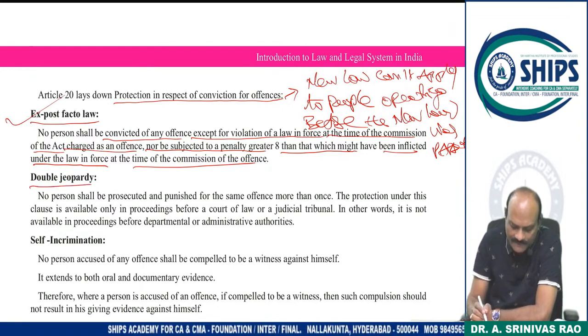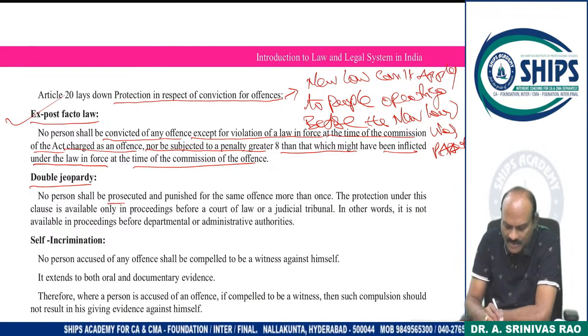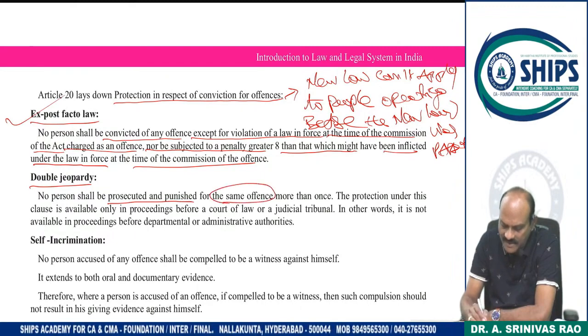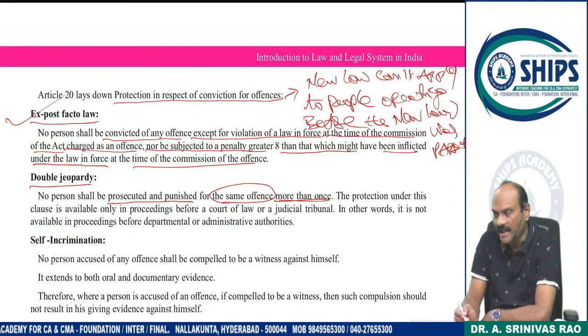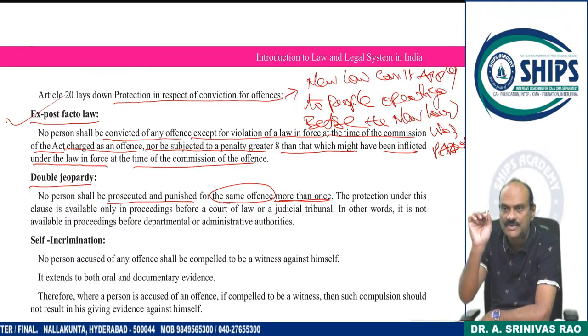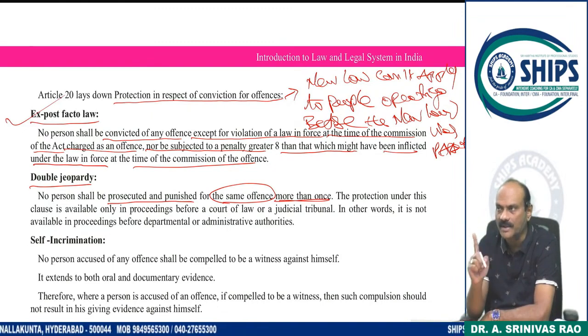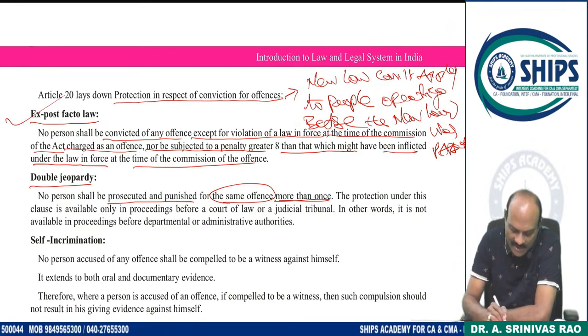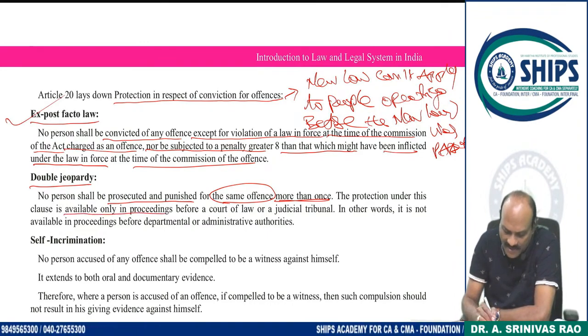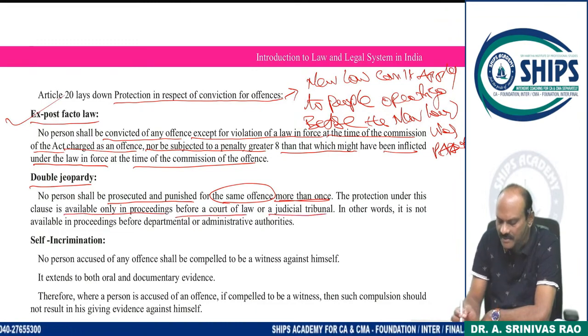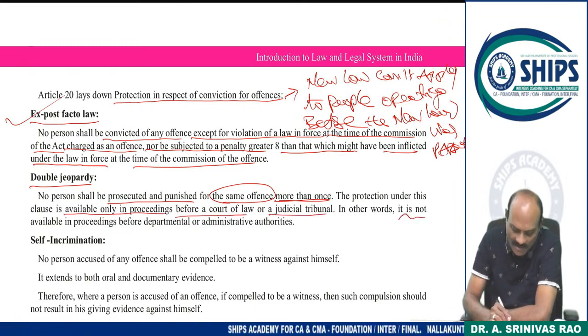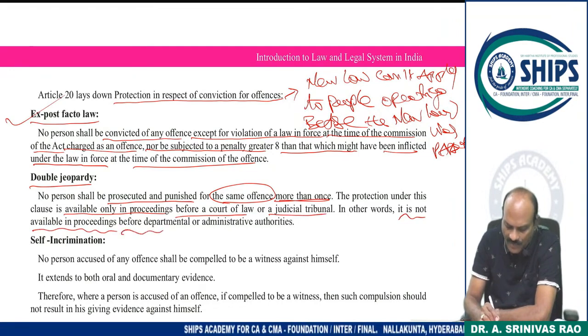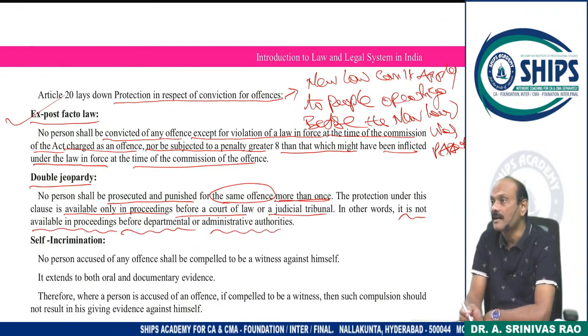And double jeopardy is nothing but no person shall be prosecuted and punished for the same offense more than once. I committed a crime, only one time is punishable, but not two times under different laws. That's why all applicable sections under the different laws will be charged, and punishment will be given only one time. And the protection under this clause is available only to proceedings before the court of law and judicial tribunal. In other words, it is not available in proceedings before a department or administrative authority.